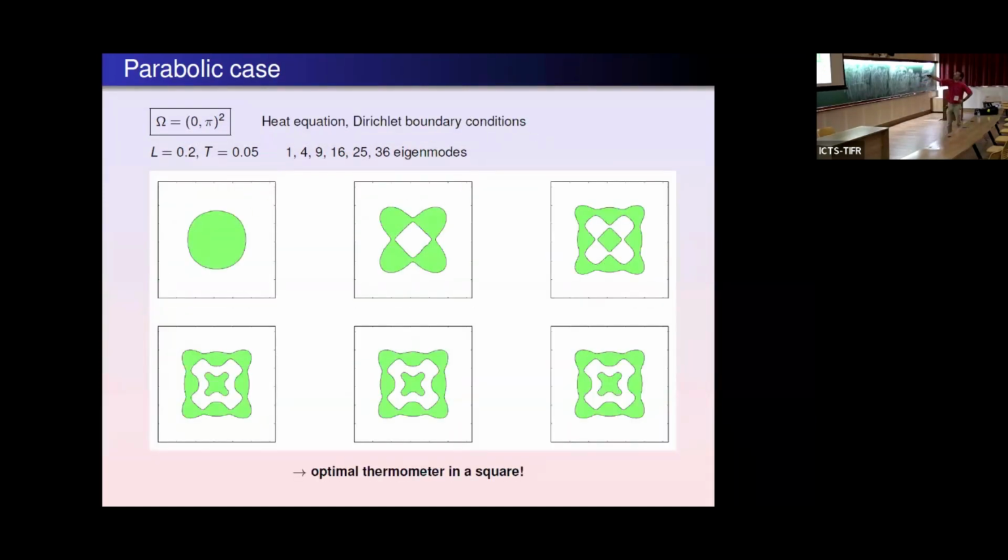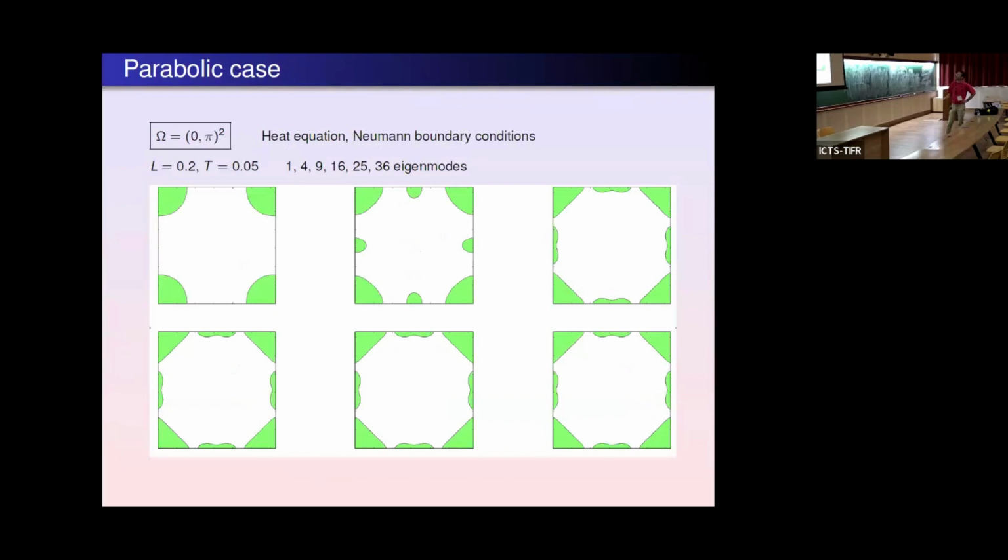I forgot to say, but this was for the heat equation with Dirichlet boundary condition. If you would like to see what is the optimal thermometer for Neumann boundary condition, it is rather like that. Mainly you have to observe, you see, around the boundary.